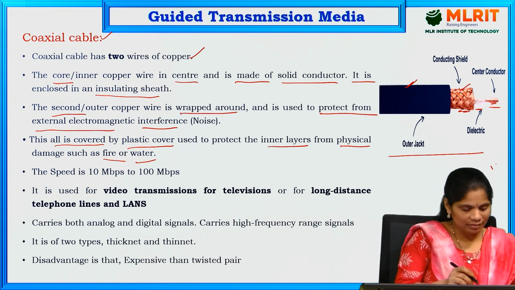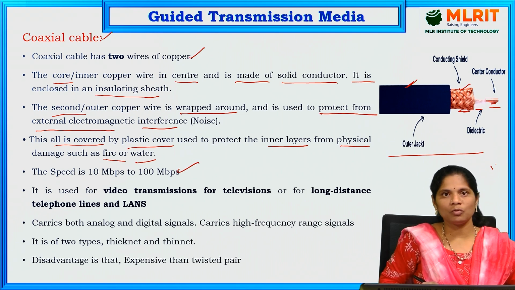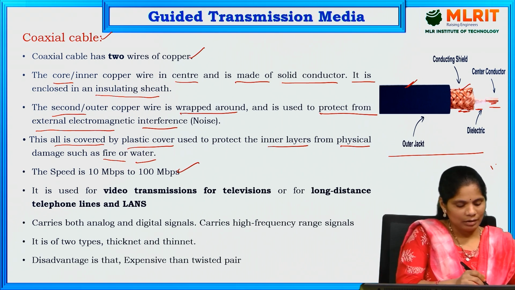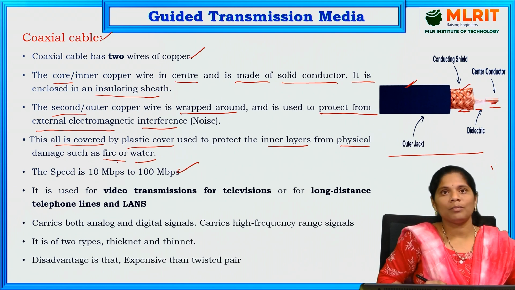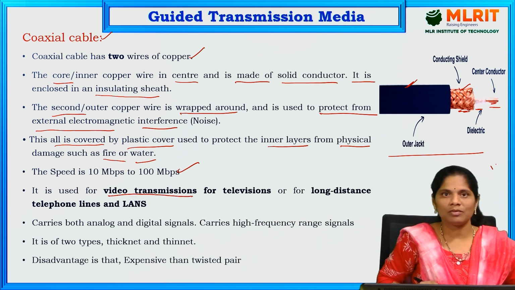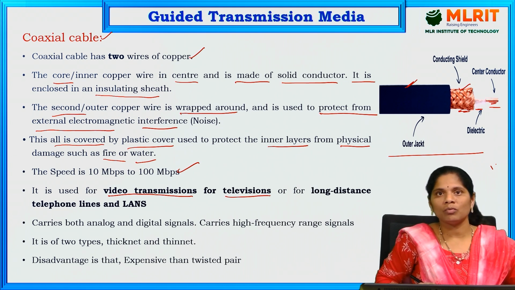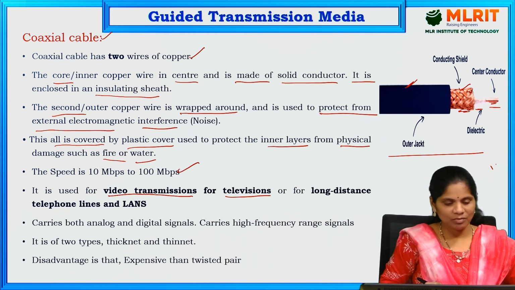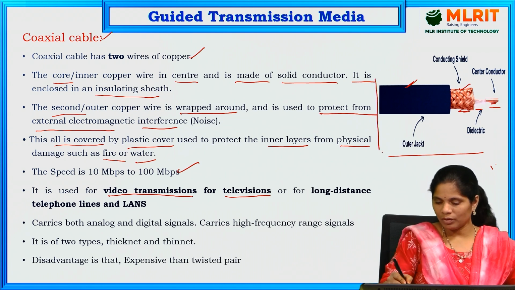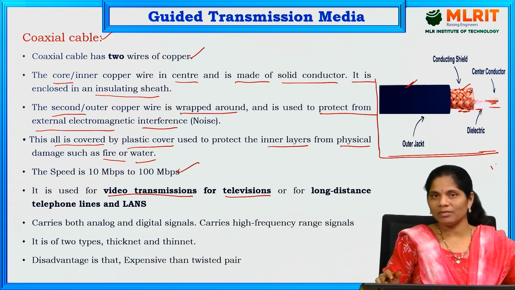And next, the speed of this coaxial cable is 10 Mbps to 100 Mbps, that is 10 megabits per second to 100 megabits per second. And mainly it is used for video transmissions. Every day we are watching televisions. For video transmissions, we use the coaxial cable. So you can see these types of wires connecting TVs.